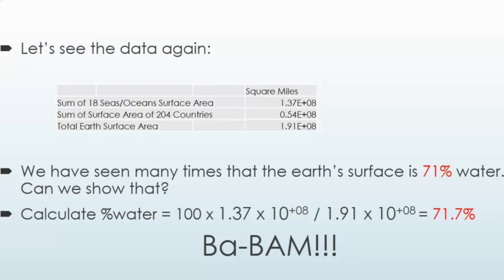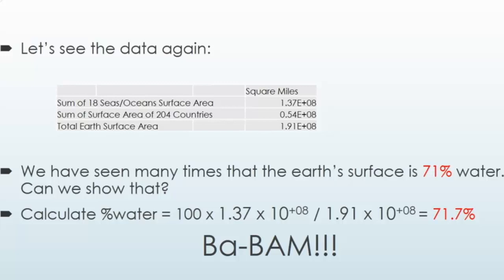So let's look at that data again just for interest's sake. Again, the sum of the surface area of the seas, 1.37. The sum of the surface area of the 204 countries plus Antarctica, 0.54 e to the plus 8. The total surface area, 1.91 e to the plus 8. So as a separate calculation, we've seen many times that the Earth's surface is 71% water. You can look that up anywhere.